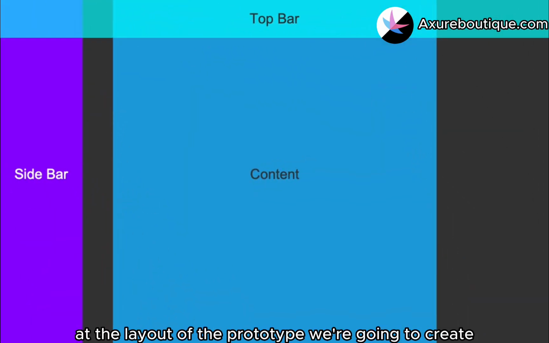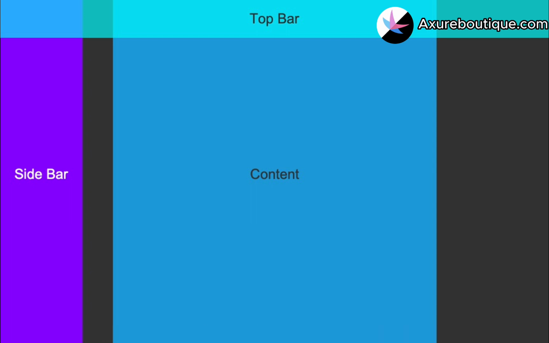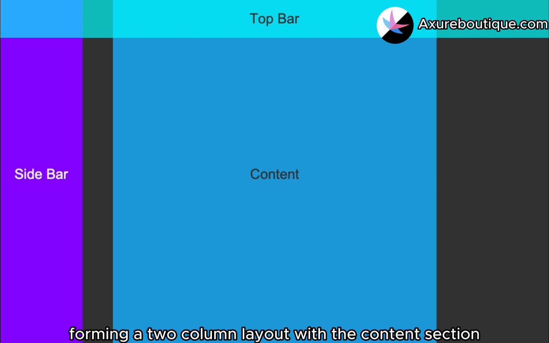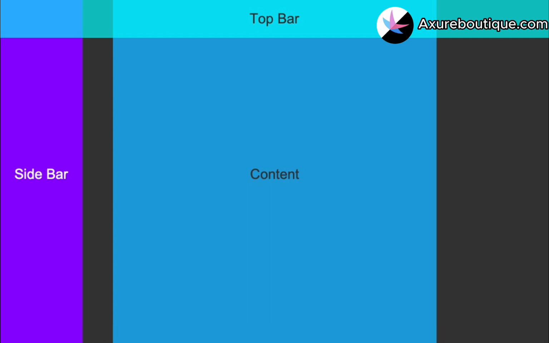Let's take a look at the layout of the prototype we're going to create. You can see that the left side contains a sidebar, forming a two-column layout with the content section. We will position the sidebar in the top left corner of the screen, and its position will remain fixed regardless of its content scrolling. The content section in the middle will have a fixed width.